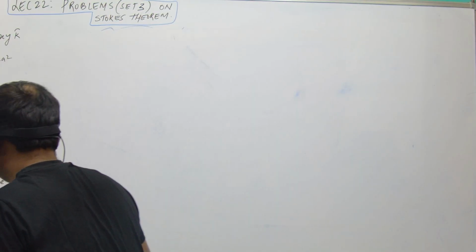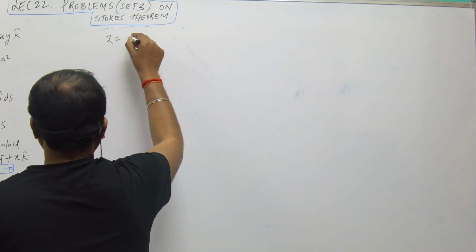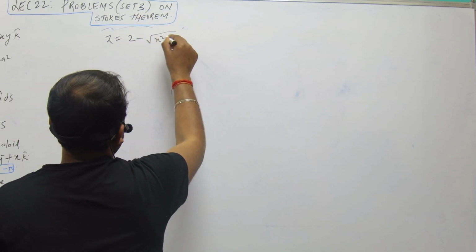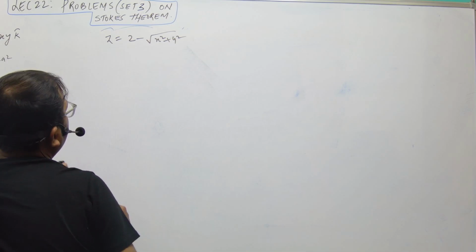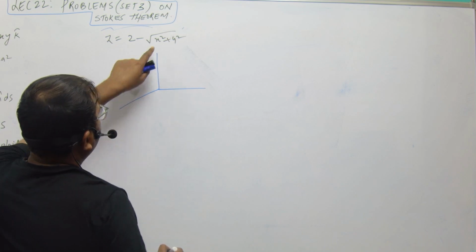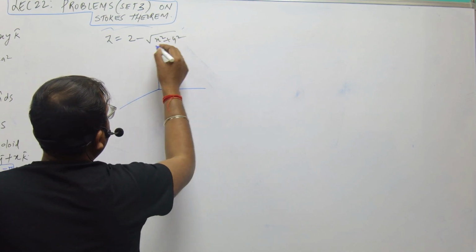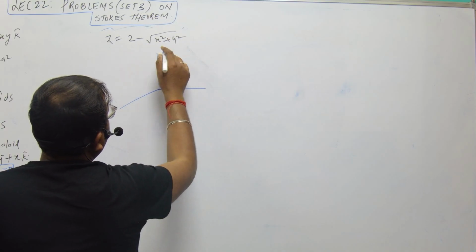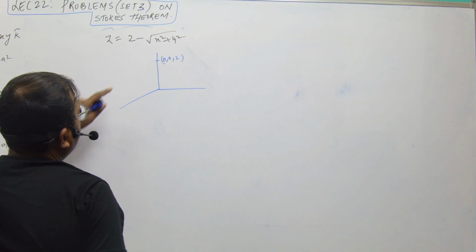Okay, so we have the cone given by z is equal to 2 minus root under x square plus y square. So let us draw the cone. We have the xy plane like this. When x is equal to 0 and y is equal to 0, we have the value of z as 2. So this is (0, 0, 2).